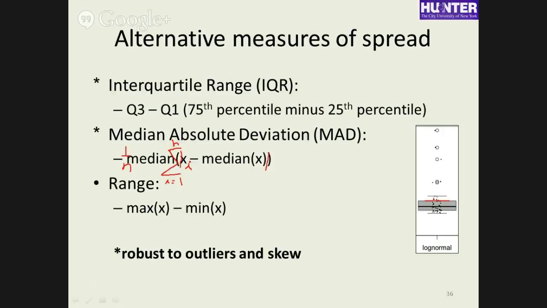Yes? Can you explain what you mean by robust? Yeah, what do I mean by robust? By robust, I mean that it is not sensitive to outliers or skew. It means that it's hard to change it. So you can't make it change just by adding a couple weird values. So robust, I mean, is kind of an opposite to sensitive.